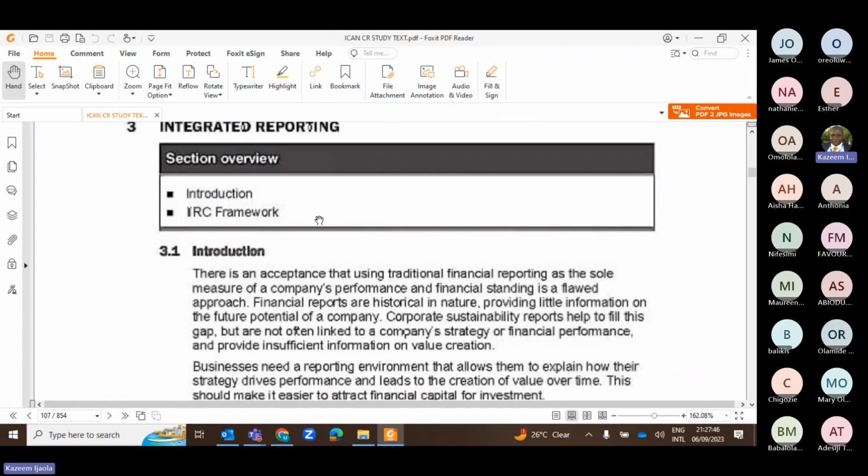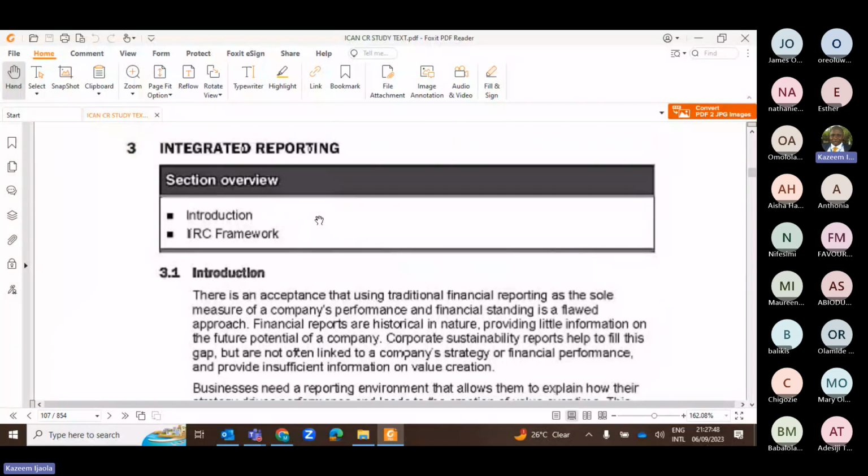But the key points I am summarizing are those areas that will likely be tested in your exam. But please still create time to read the entire pack so that you can have a better understanding of what sustainability reporting is all about.